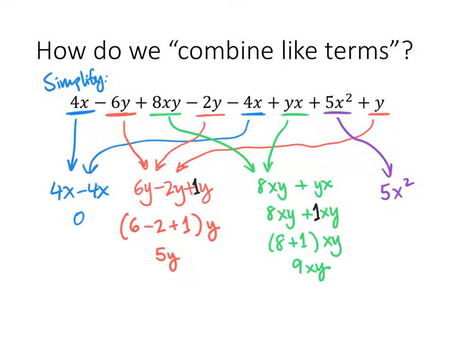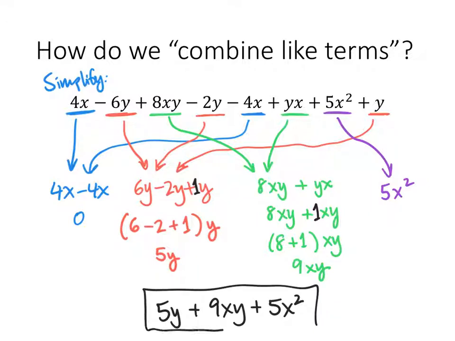So when I combine these terms together, I've got 0, which doesn't do anything. If I add 0, nothing changes, so I ignore that. So I get 5y plus 9xy plus 5x squared. And that's my simplified expression.